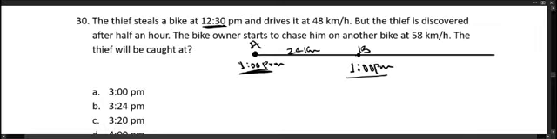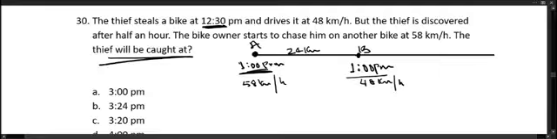Now at 1 p.m., the owner is at point A, and at the same time the thief is at point B. The thief is moving with the speed of 48 km per hour, and the bike owner is moving with the speed of 58 km per hour. Then we have to find the time, that at what time he will get caught.